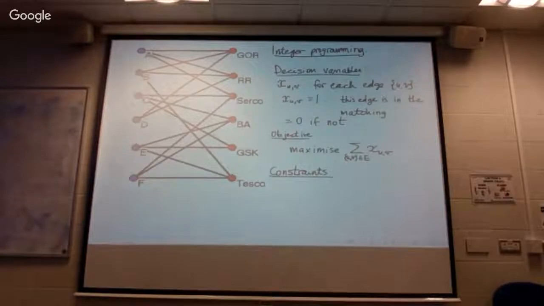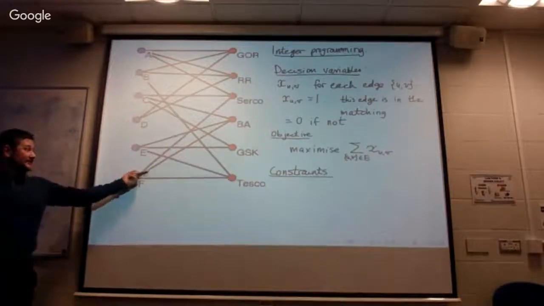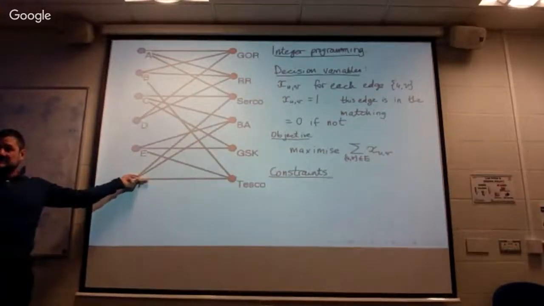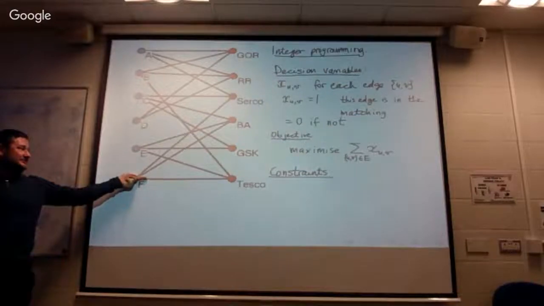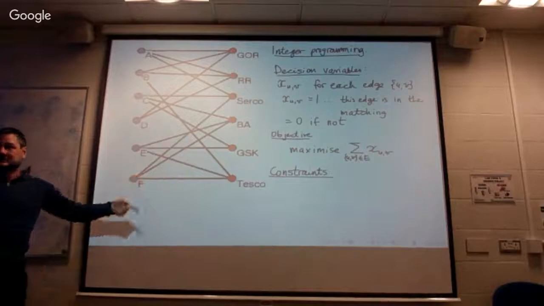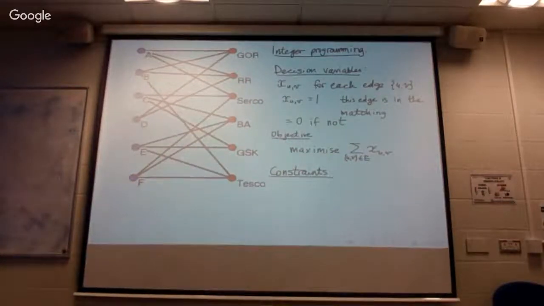So for every vertex, no matter whether blue or red, for each of them, you want that the sum of all the x's for all these edges not be more than 1, because we only want to pick at most one of these edges. Okay? So for every vertex, we can write that the sum of all the x_uv is no more than 1.